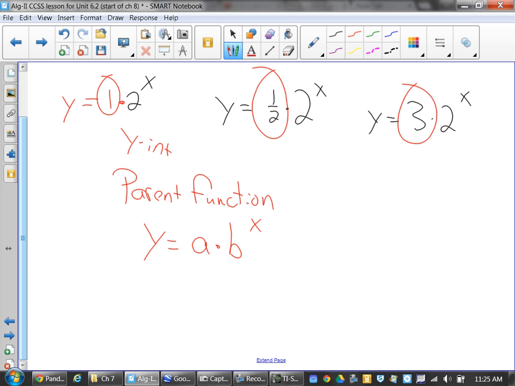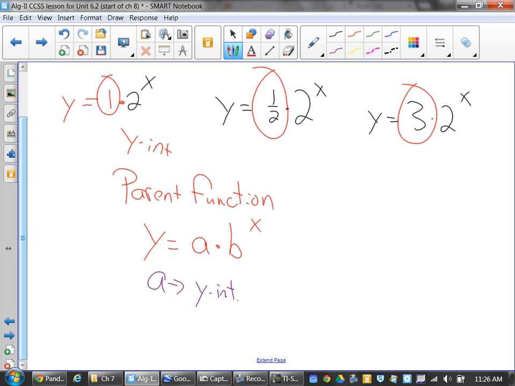This is a parent function for an exponential growth model. What happens here is that this a value is your y-intercept. Your value of a is always going to be your y-intercept, because what's anything to the 0 power? 1. That's why that works.